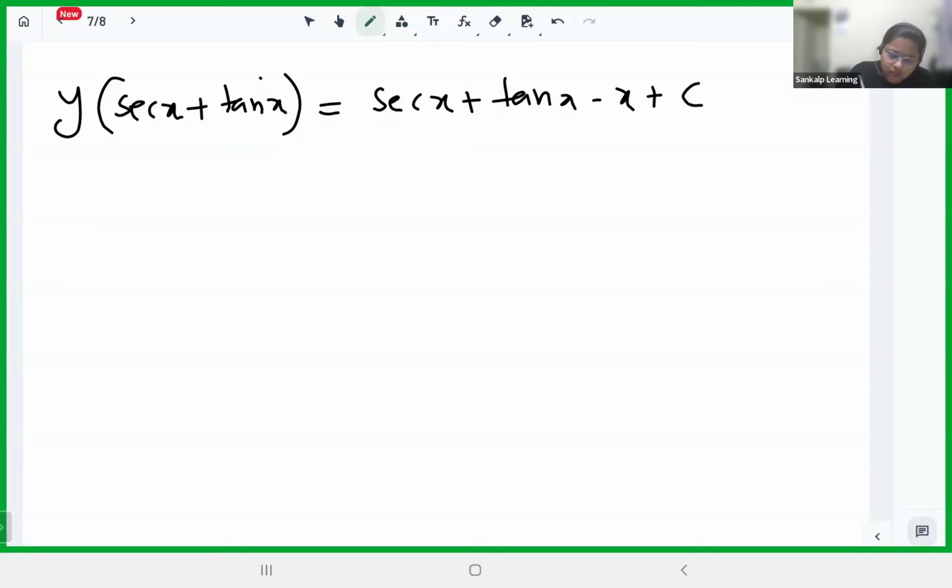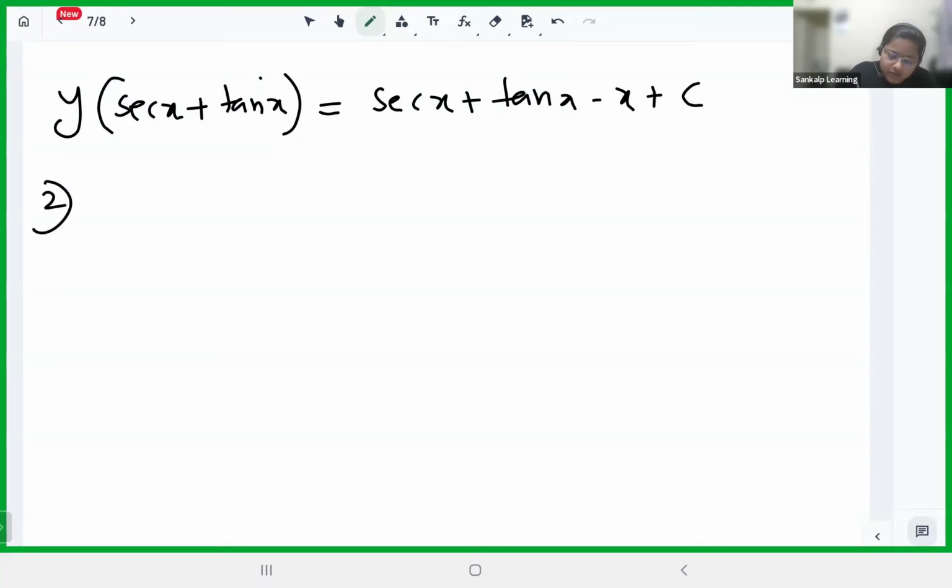Now the second question is find general solution of the differential equation x dy by dx plus 2y equal to x square into log x. So this is our differential equation. All right. So how can you make it into the standard form?